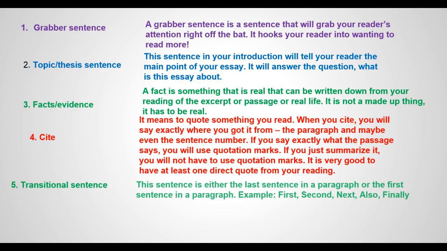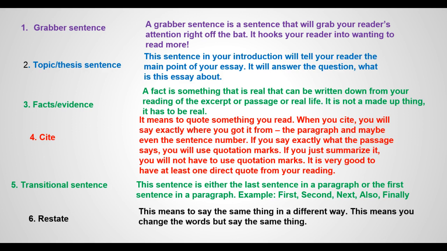Transitional sentence. This sentence is either the last sentence in a paragraph or the first sentence in a paragraph. For example, you could use the words first, second, next, also, or finally. Restate. This means to say the same thing in a different way. This means you change the words, but you say the same thing. Did you notice I said the same thing in both of those sentences, but I restated it in different words? All of these terms can be found on PDFs in your boot camp writing section.